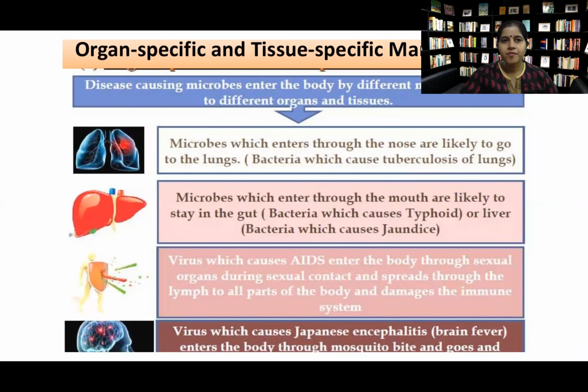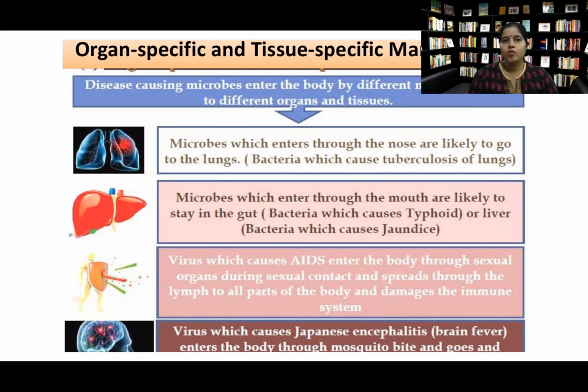So now I will start your topic: organ specific and tissue specific manifestation. Disease causing microbes enter the body by different means and go to different organs and tissues. What we have to study in this topic is that organ specific means microbes affect a particular organ or particular tissue.